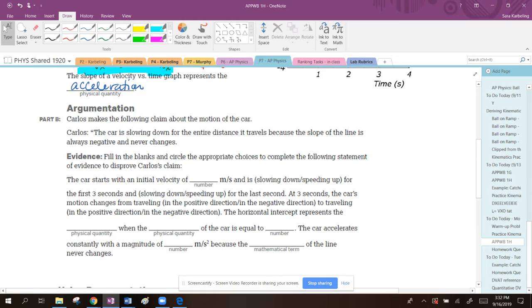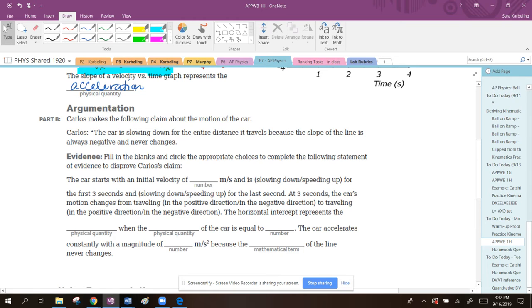This is a way of asking questions that you will see a lot when we're preparing this year and on the AP exam. So we're going to meet Carlos. Carlos makes the following claim. He says the car is slowing down for the entire distance it travels because the slope of the line is always negative and never changes.